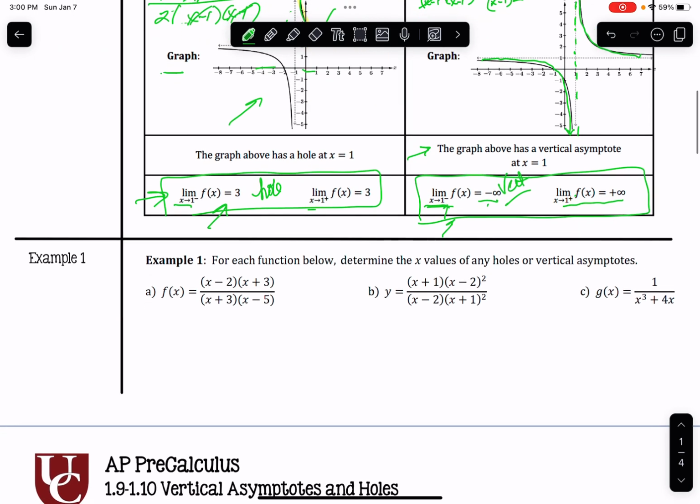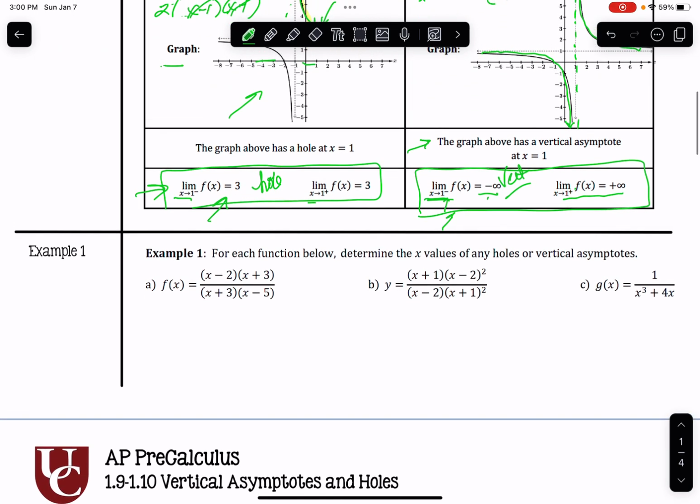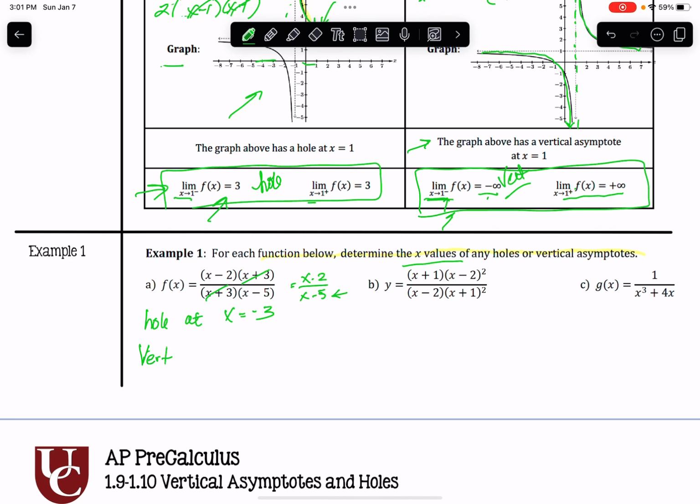Okay, so let's look at example 1 actually. It says for each function below, determine the x values of any holes or vertical asymptotes. So we have the crossing out there, and so we can say that we have a hole at x equals negative 3. It just asks for the x value, so we don't have to find the y value. And now after we simplify it, we're left with a vertical asymptote at x equals 5. And let's look at B.